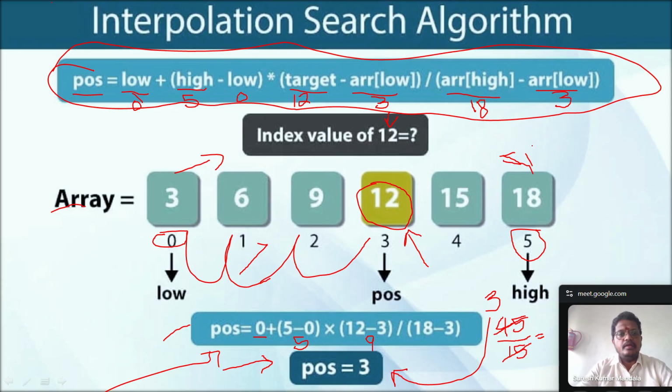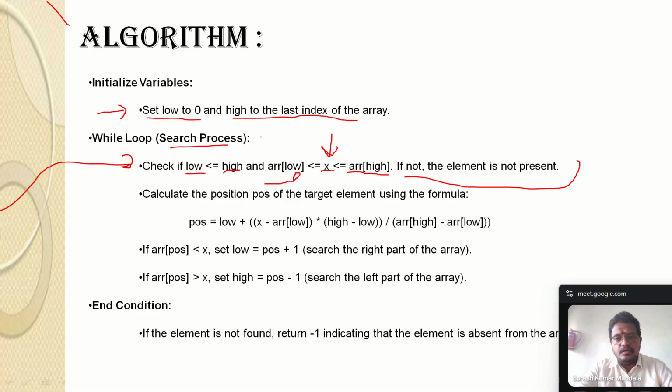For example, see this example. If I write here the target value is 20, what is the first condition the algorithm checks? The target value x must be present between array of low and array of high: less than array of high and greater than array of low. If the target value is present, then only we go for the searching. Otherwise, we will not go for the searching. This is the basic concept.